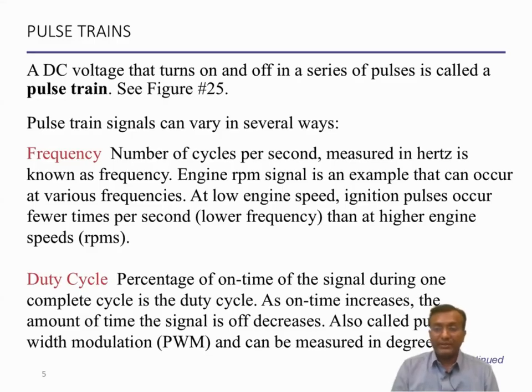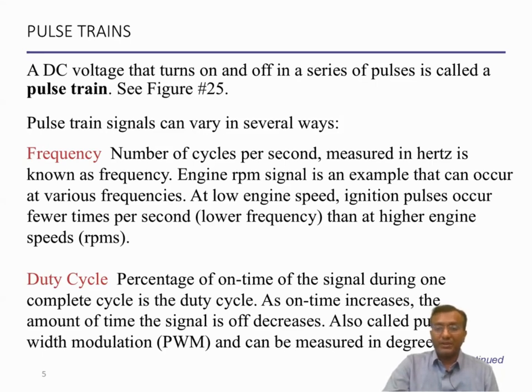Now, the next important concept, the pulse train. A pulse train is a DC signal that turns on and off in a series of pulses, often used in automotive electronics. For instance, fuel injectors and ignition systems use pulse trains to control on and off cycles, with each pulse representing an injection or spark event. This on-off pattern can be seen clearly on an oscilloscope.